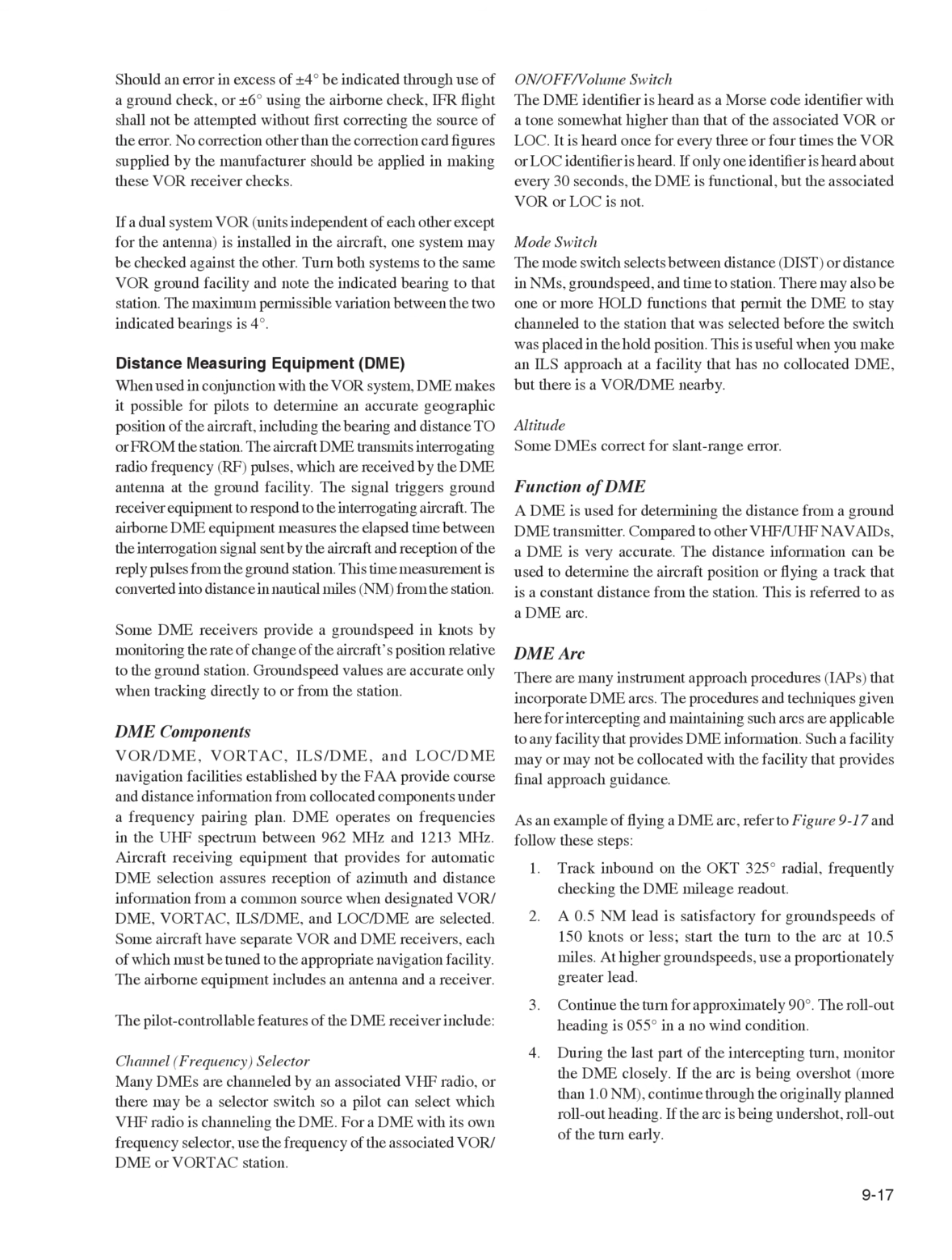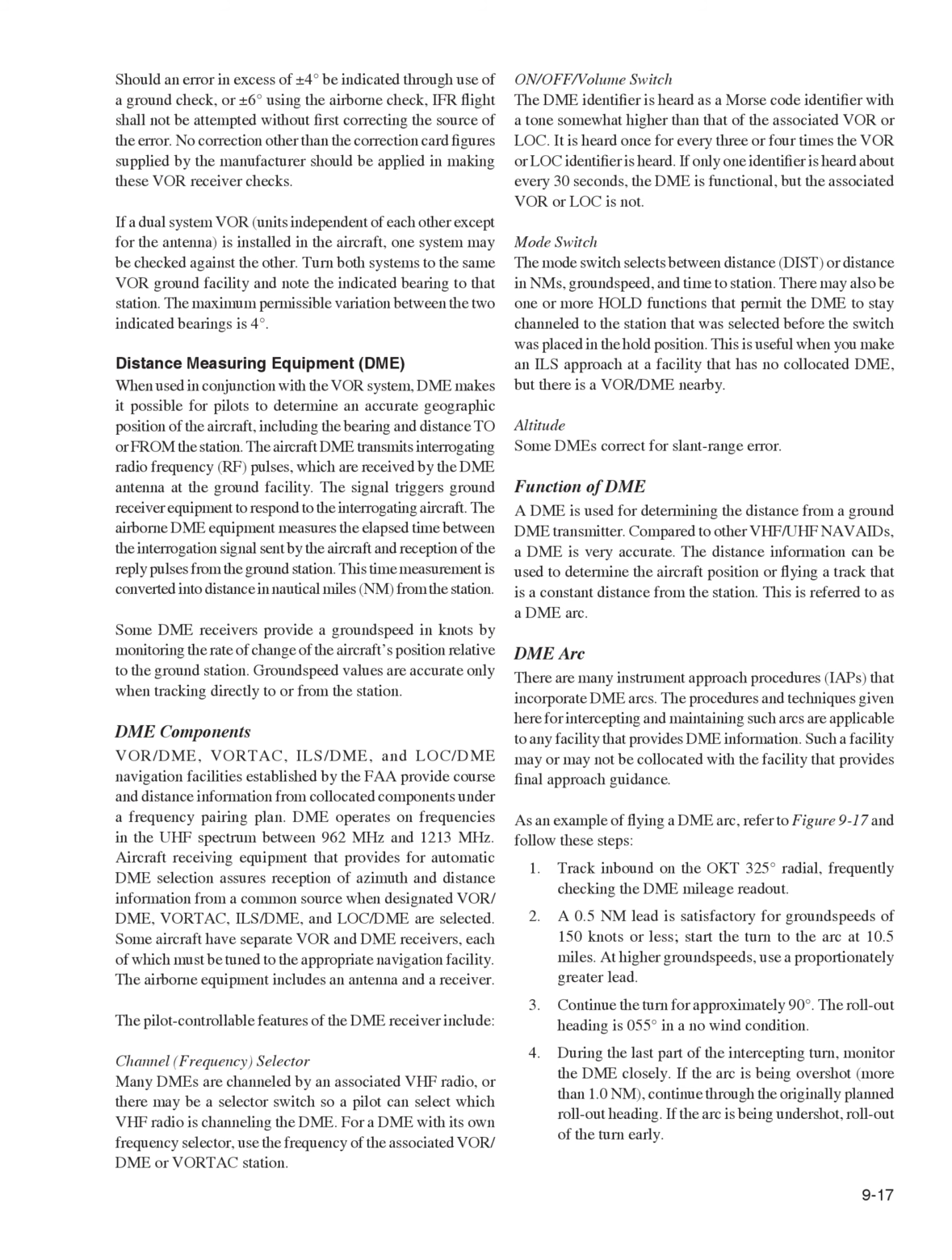Should an error in excess of plus or minus 4 degrees be indicated through use of a ground check, or plus or minus 6 degrees using the airborne check, IFR flight shall not be attempted without first correcting the source of the error. No correction other than the correction card figures supplied by the manufacturer should be applied in making these VOR receiver checks. If a dual system VOR, units independent of each other except for the antenna, is installed in the aircraft, one system may be checked against the other.